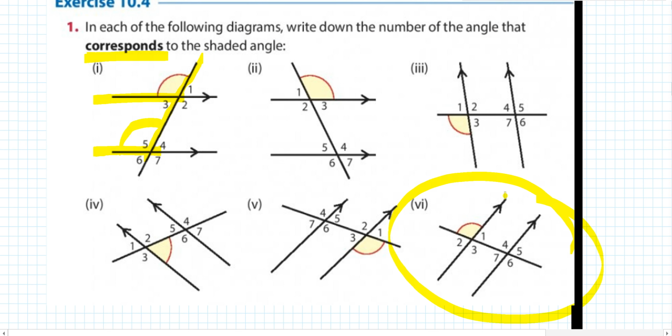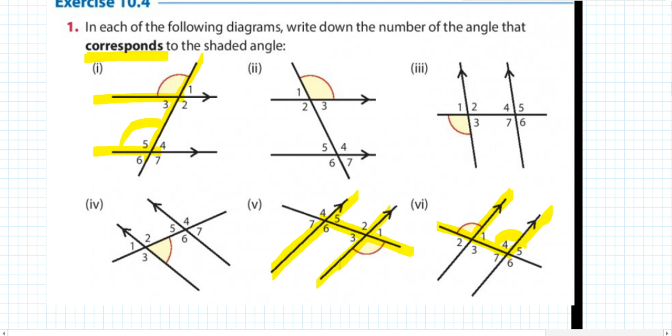Down here then, I want an F shape again. So I have my transversal across it and parallel lines. It's going to be the number 4 that gives me the corresponding. And what about this one? I have my transversal, my parallel lines. Where's the F shape formed? It's formed with the number 6.